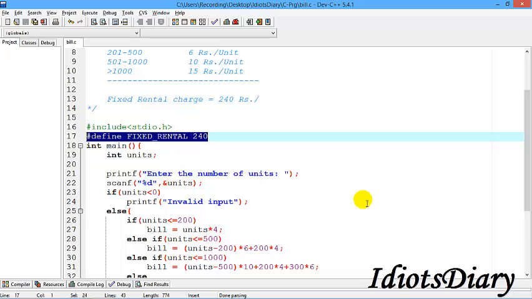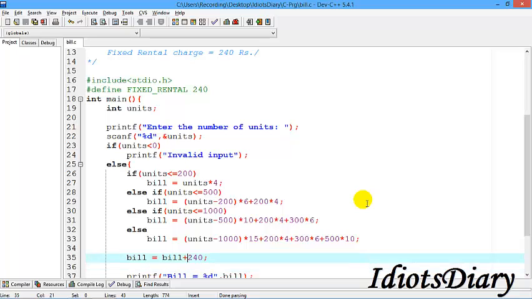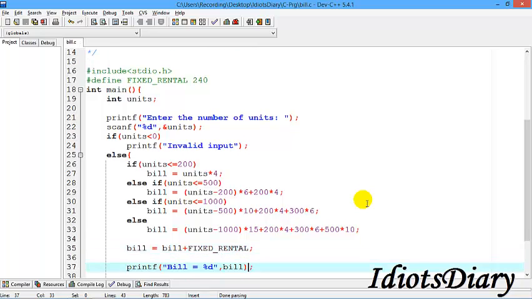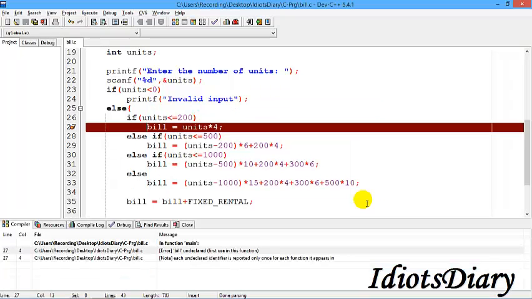Whenever you write FIXED_RENTAL in your program, this constant is automatically replaced by its value, that is 240. So we replace the 240 with the constant name FIXED_RENTAL. Generally the name of a constant is written in uppercase. Now compile and run the program to check your output.